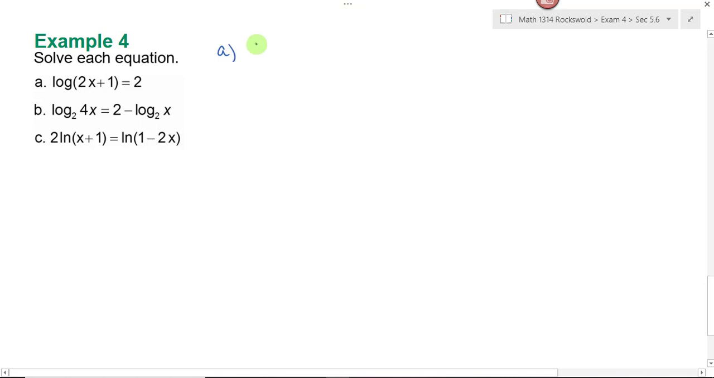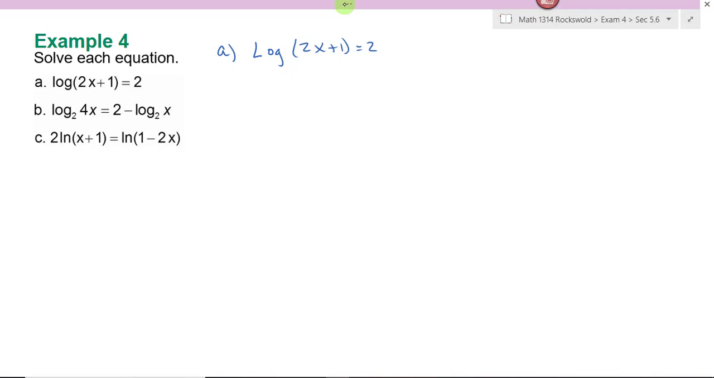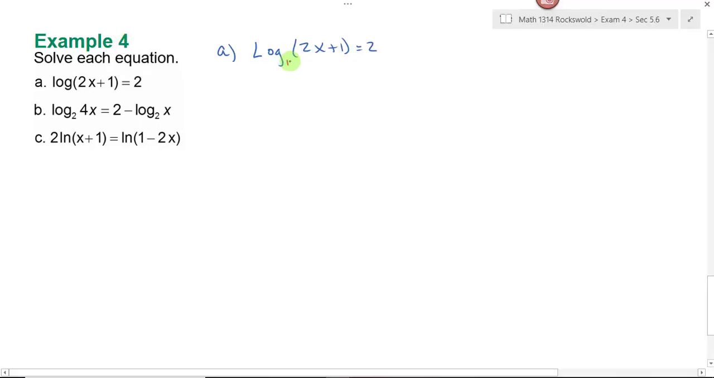On example 4, we have log of 2x plus 1 equals 2. There's no base on this log, so what kind of log is it? It's a log base 10, also called the common log. If you need to see the base, then write it in. How would I rewrite this log as an equivalent exponential expression then? The base of the log is the same as the base of the exponent. What the log is equal to is the exponent, and the argument stands alone. So what is 10 squared?